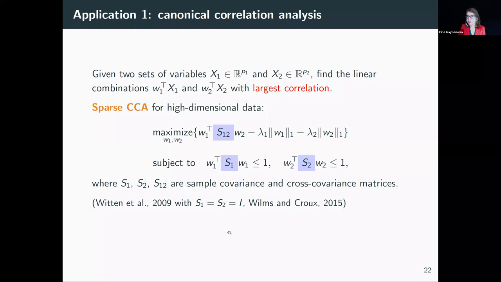To find association between two sets of variables, a very classical approach is canonical correlation analysis. If you have a high dimensionality problem, there are a lot of variants and extensions to sparse canonical correlation analysis that take high dimensionality into account. Here's one formulation of the sparse CCA problem, where essentially we are maximizing the correlation. Here S12 typically is the sample cross-covariance matrix, subject to some constraints involving the sample covariance matrix from each of the views individually, and then sparsity constraints for high dimensionality.